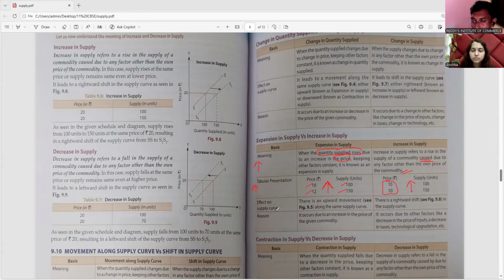Right? Now, effect on the supply curve. There is an upward movement along the same supply curve. Its movement is on the upward side. Now, its movement is on the rightward side. Reason: increase in the price of the given commodity, and other factors like inputs, taxes, advanced technology, etc. So these points are almost similar. Effects and reasons are almost similar in all the scenarios, right?